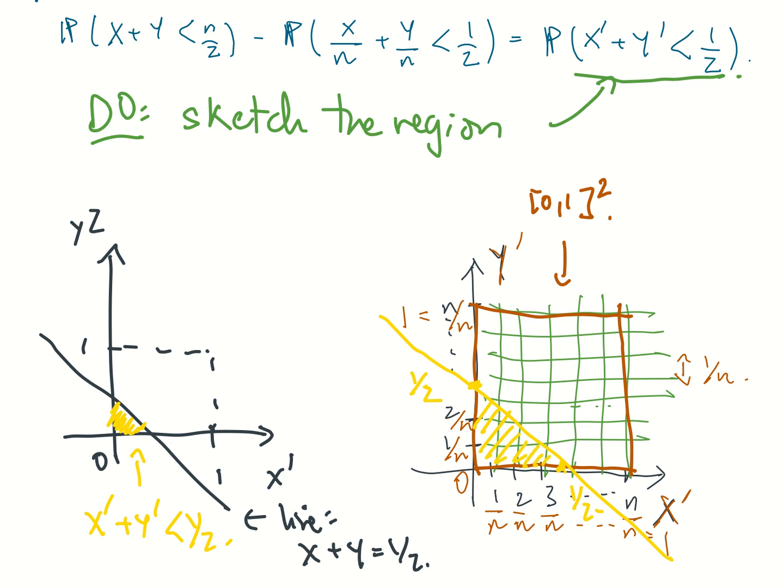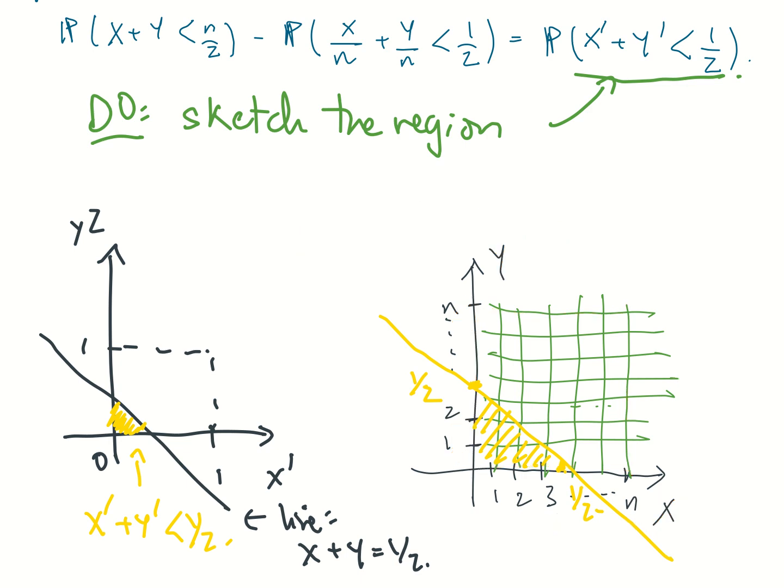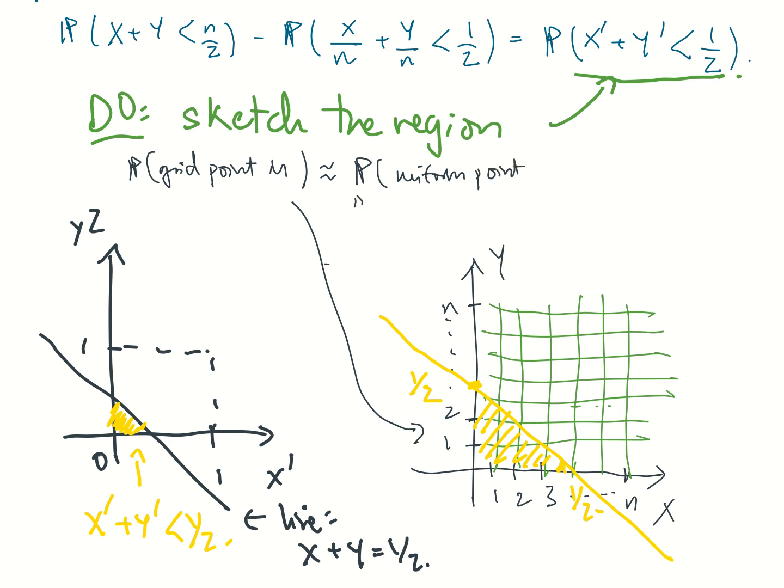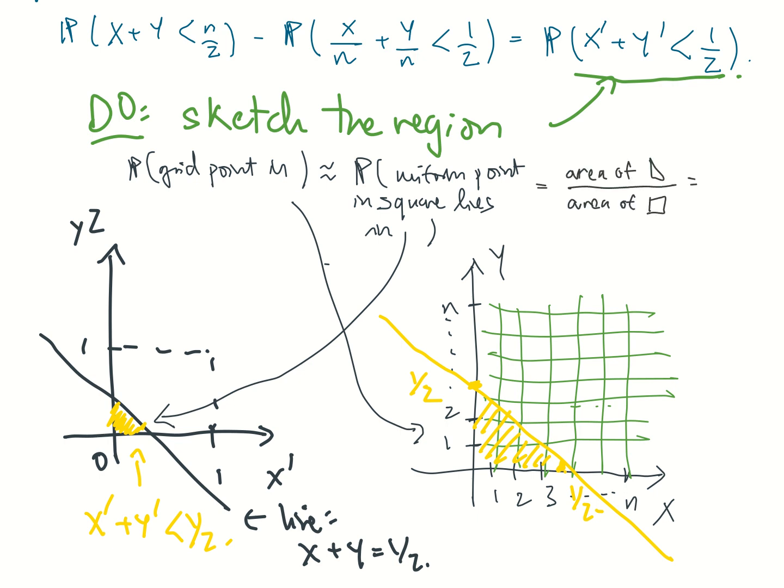When N is very large, the grid gets very dense. As N goes to infinity, X prime, Y prime is a point uniformly distributed on the unit square. So for very large N, we can approximate the probability that X prime, Y prime lies in our region by the probability that a continuous point uniformly distributed on the square lies in this region. This is equal to the area of the region divided by the area of the square. So the probability that X plus Y is less than N/2 is approximately 1/8 for very large N.